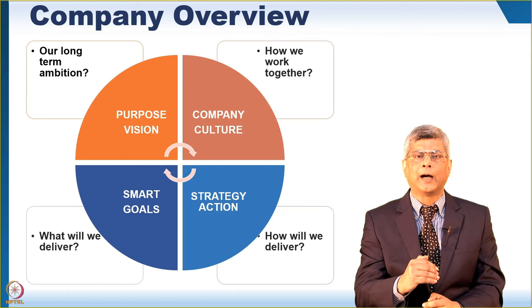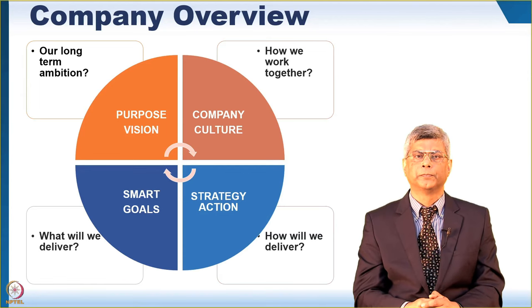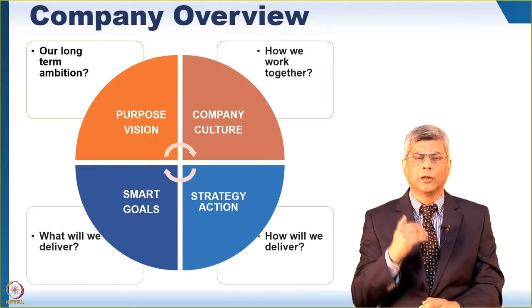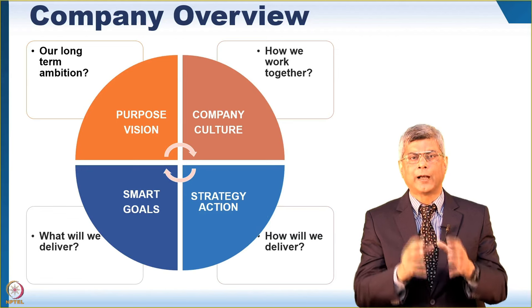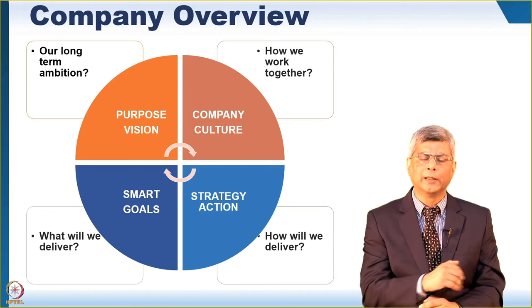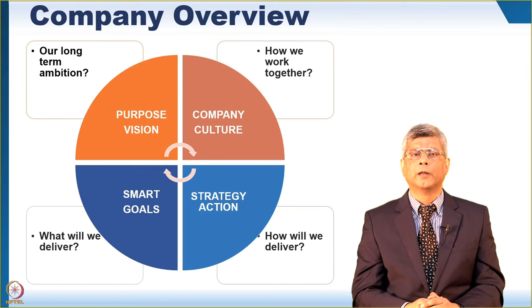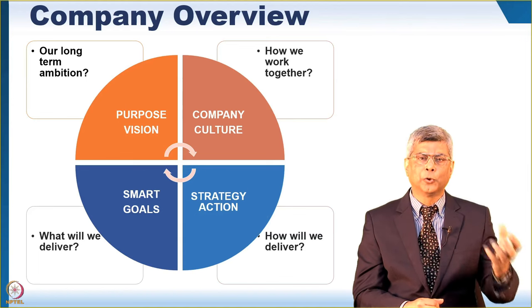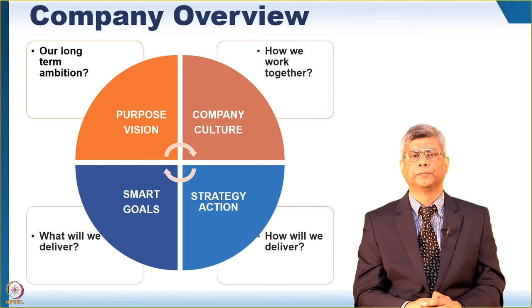But the company also needs hard goals and needs to take hard action every day. So the two lower parts describe that. The bottom left is about company goals. This is about specific targets. And I talked about it in the last modules, and I'll refresh it and recap it just in a minute. And then I will talk today about company strategy. The company goals are what will it deliver? The company strategy is how will it deliver?